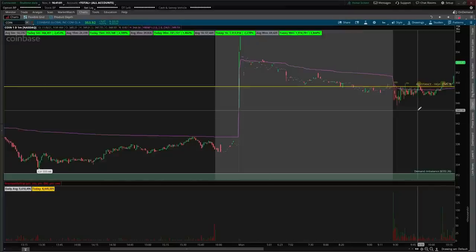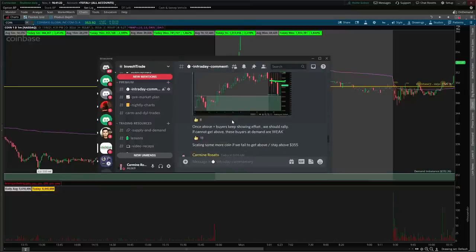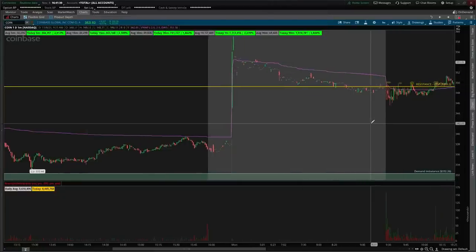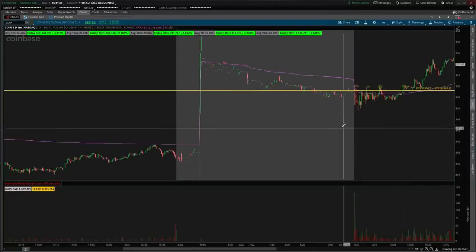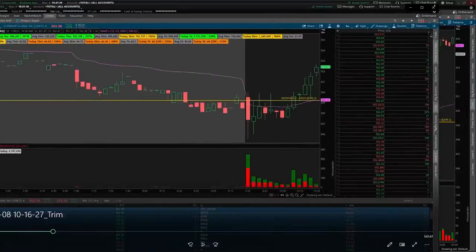So at this point, since we're above resistance, we don't have any supply above. I was in the intraday commentary tab. This is where I update my thought process as the market's developing. I said I'm going to use whole and half numbers as areas I plan on scaling out. There's no resistance, there's no supply, so I need to play defensive on this. Next supply is 381. It's a little far in my opinion. Bitcoin's rallying, supporting coin. Scaling some more if we fail to get above 355 was my area. So 355 was where I wanted to scale out. I actually posted my fills in the Discord for the members that want to go back and see it.